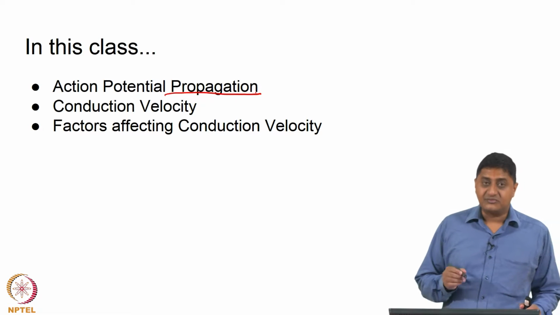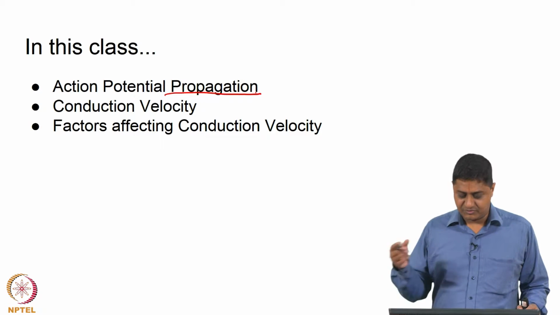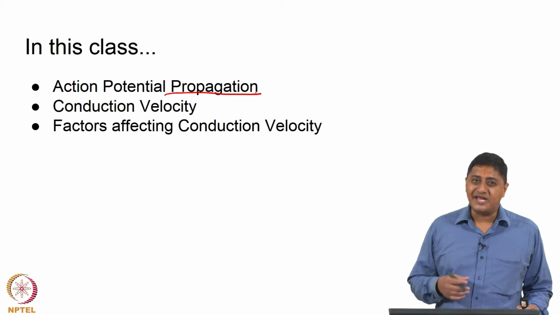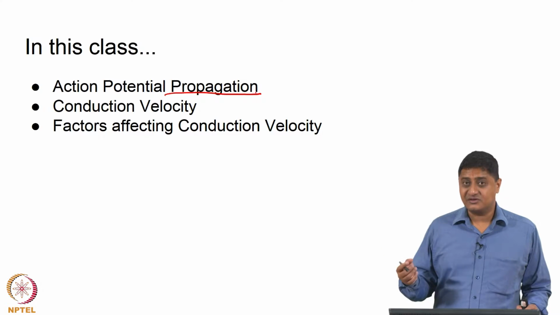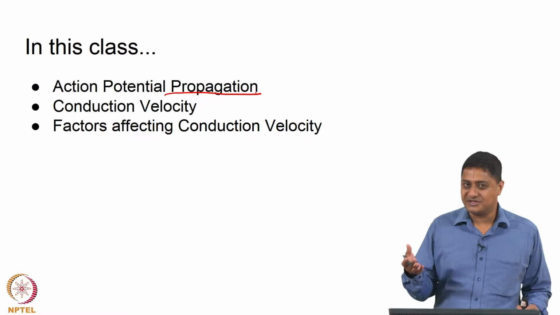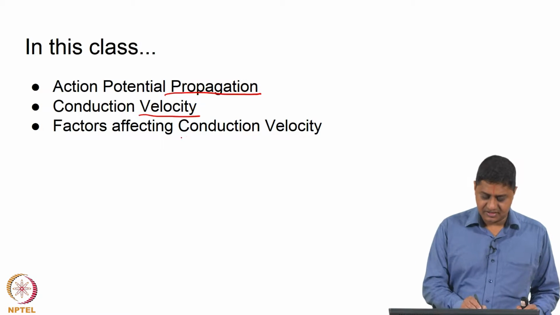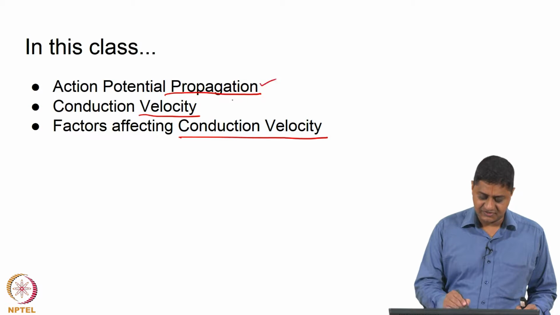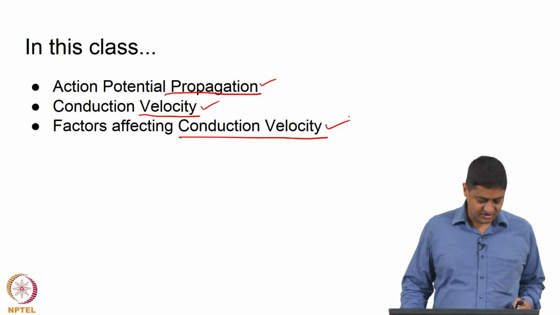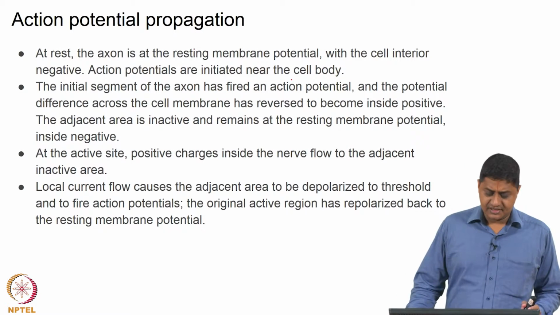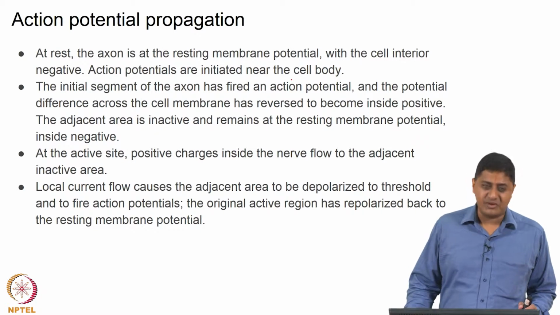Whenever something moves from one point to another, you say that it has been displaced, it has moved. So, this is propagation of information. That is one. Whenever you say that something is getting displaced, the second question that arises is how fast has it been displaced? That is related to conduction velocity in this case, and what are the factors that affect conduction velocity. So, these are the three topics we will discuss in today's class: propagation, velocity and factors affecting conduction velocity.